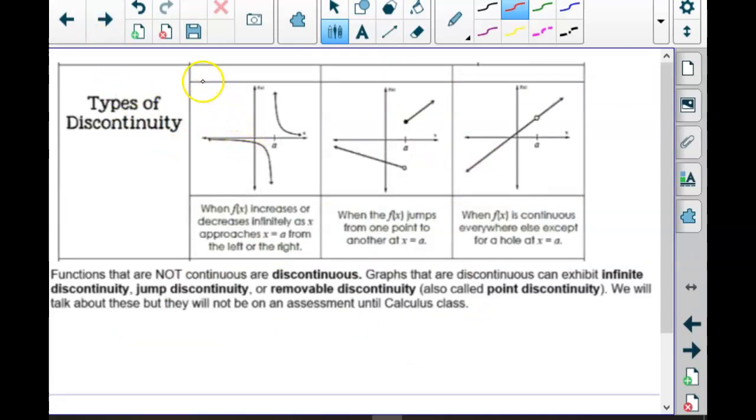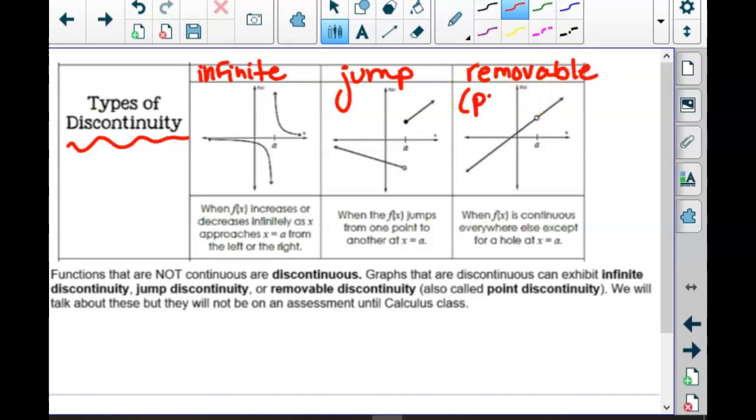So this one would be an infinite discontinuity. I'm just going to write that because if I try to fit discontinuity in there, it's not going to work. This one is called a jump discontinuity. It says over here types of discontinuity, so I'll go with that. And this one is called a removable discontinuity. But you could also call it a point discontinuity, or we could literally call it a hole.